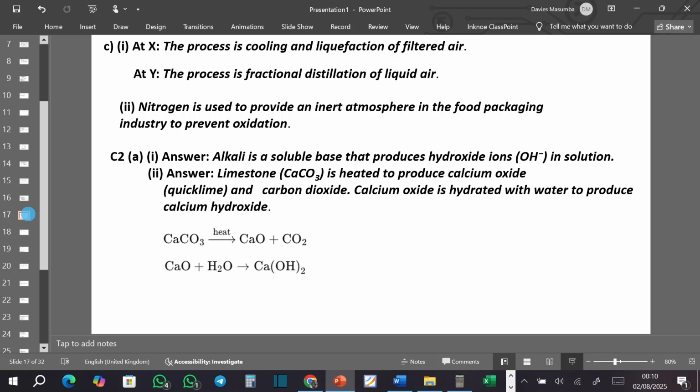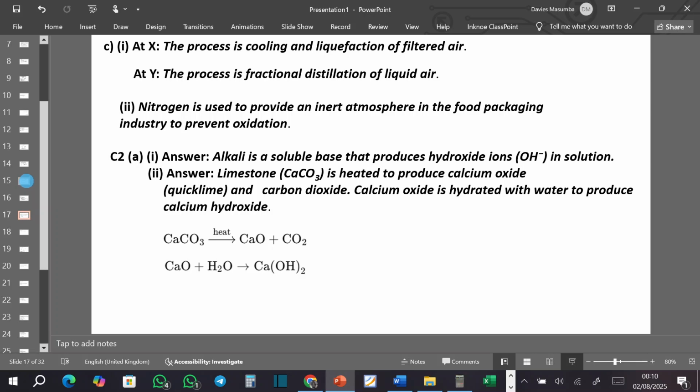So by the process of oxidation. So nitrogen is used to provide an inert atmosphere. What do we mean by the word inert? Inert meaning unreactive. So nitrogen is used to provide an unreactive atmosphere in the food packaging industry to prevent oxidation.